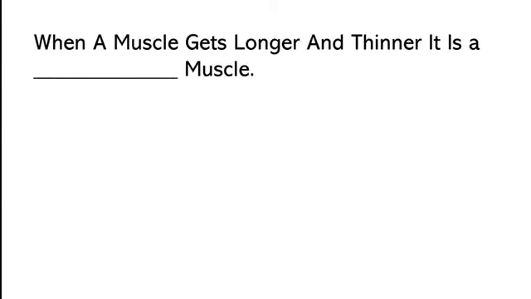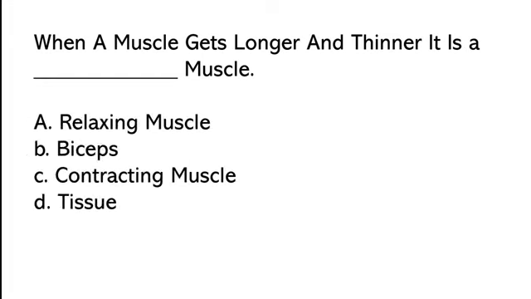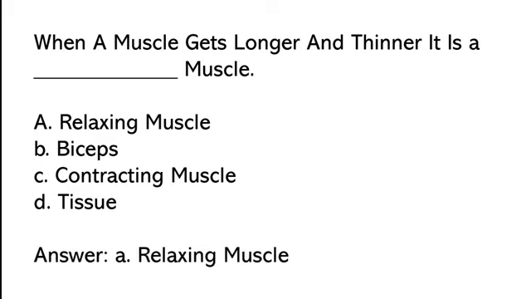When a muscle gets longer and thicker, it is a dash muscle. Relaxing muscle, biceps, contracting muscle, tissue. So the correct answer is option A, relaxing muscle.